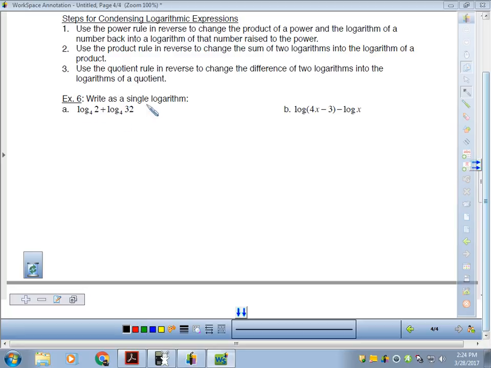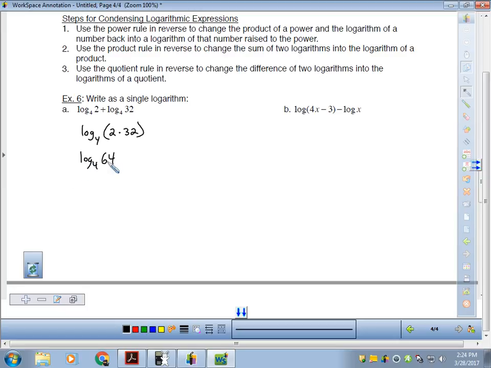Right. So example 6 here asks us to write these expressions as a single logarithm. So for A, we have log base 4 of 2 plus log base 4 of 32. This is an addition, so we can use our product rule to combine it back into a multiplication, 2 times 32. Now, what is 2 times 32? 2 times 32 is 64. So we have log base 4 of 64.